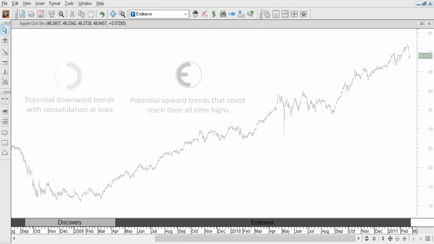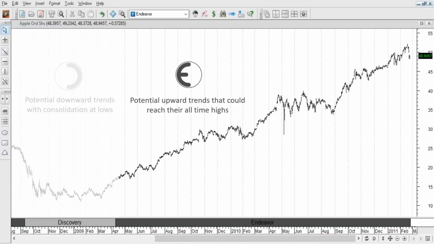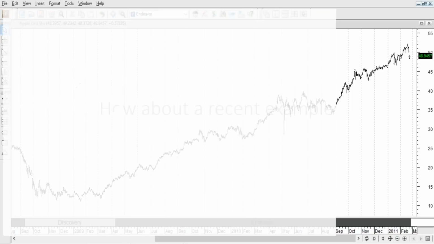And that's it for step one. That's all you have to remember. When price is in the discovery category, you can expect potential downward trends with consolidation at lows. When price is in the Endeavor category, you can expect potential upward trends that could reach their all-time highs.